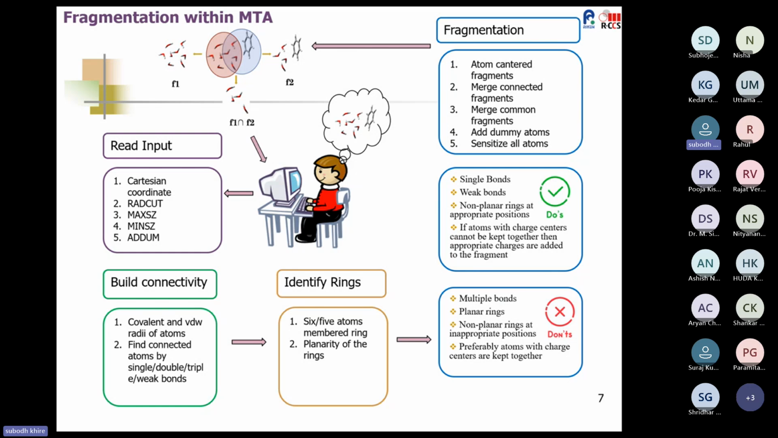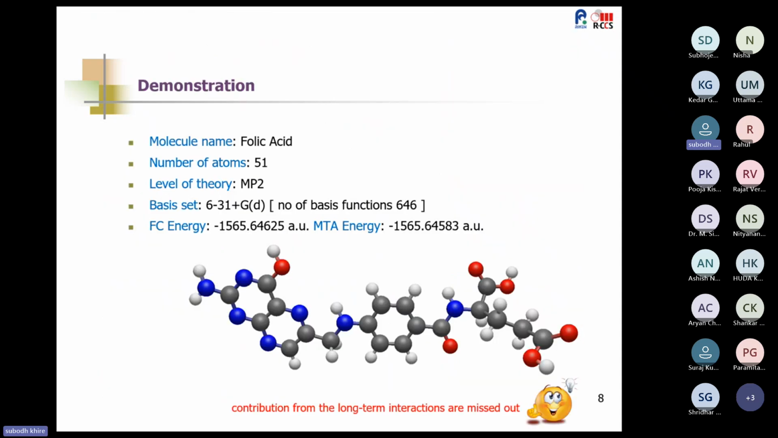And there are some rules and regulations developed in our group over the years, and these are already implemented in the automatic fragmentation scheme. We generally do not cut multiple bonds like a double or a triple bond, or even the benzene ring and planar rings. Using all these do's and don'ts, the MTA software will generate and present the fragmentation scheme for you, which is further used for doing the calculation. So likewise, I'm showing here one demonstration, and this is folic acid.